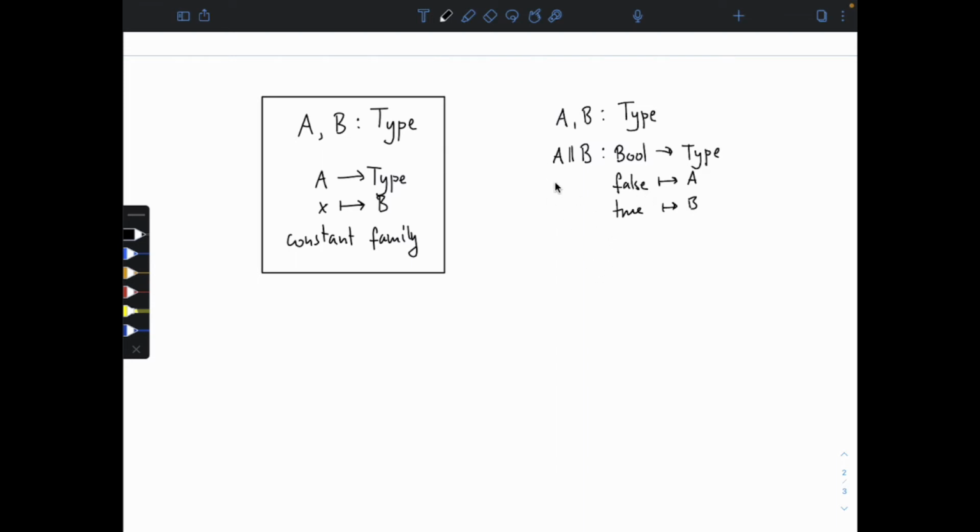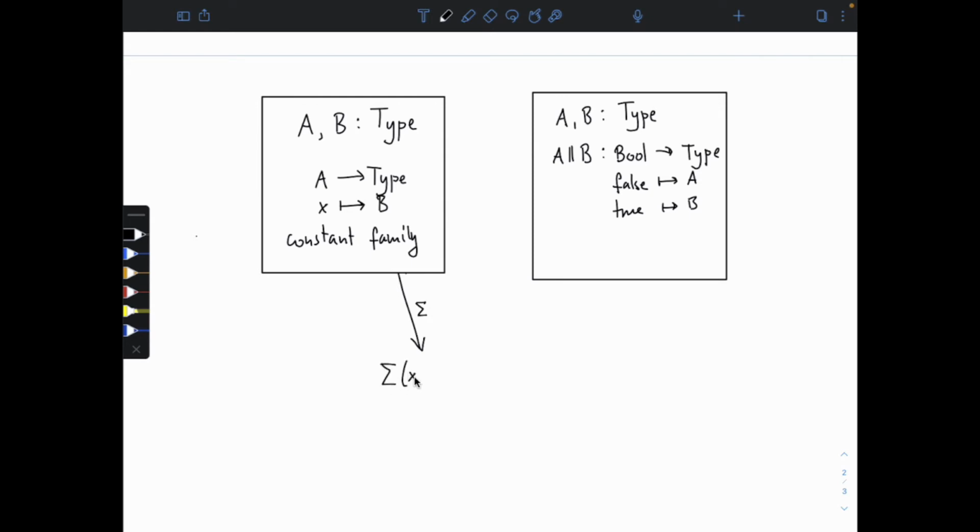That's a family of two types, right? This is a Boole indexed family. Okay. There we go. Now, I have a dependent type here. I can make sums and products. So let's make the sum of this one first. So what is this? This is going to be sigma of x in A of B of x.